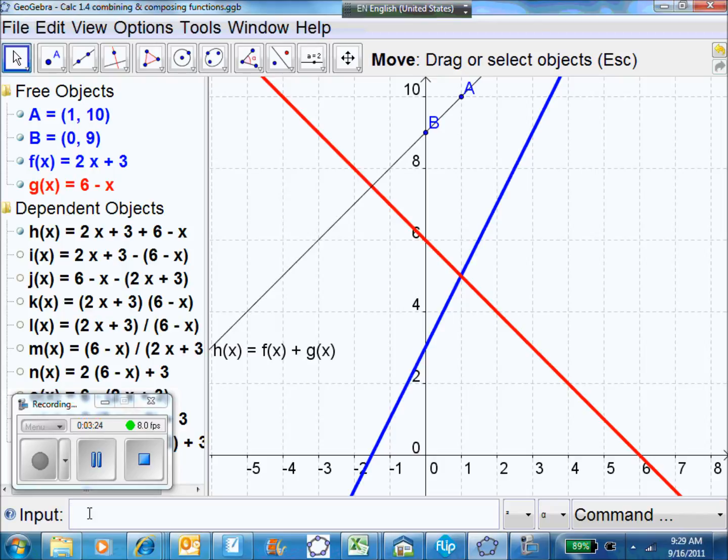Okay, so this we took a long time on, but this is the key idea of what you're doing when you're adding, subtracting, multiplying functions. You're doing it to the y values. Keeping the same x value, doing the same thing to the y values.